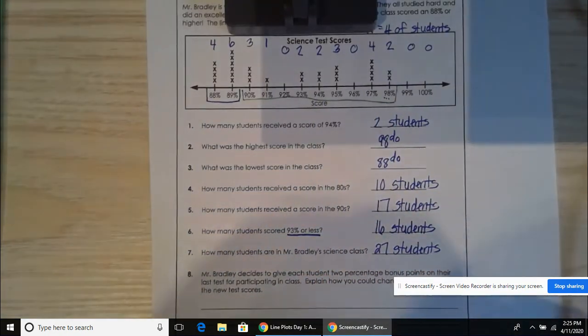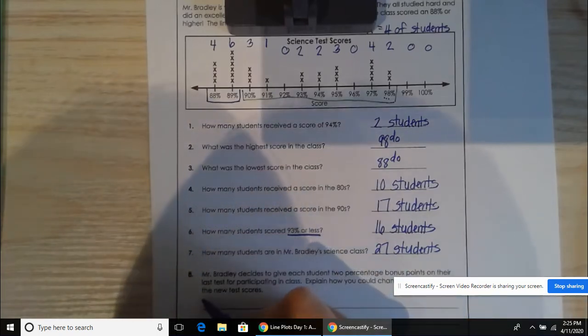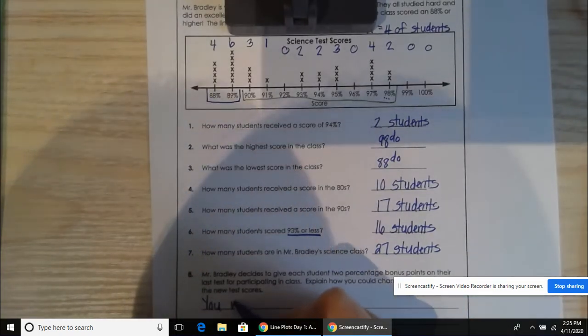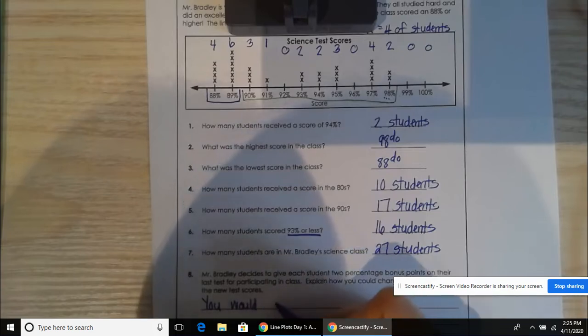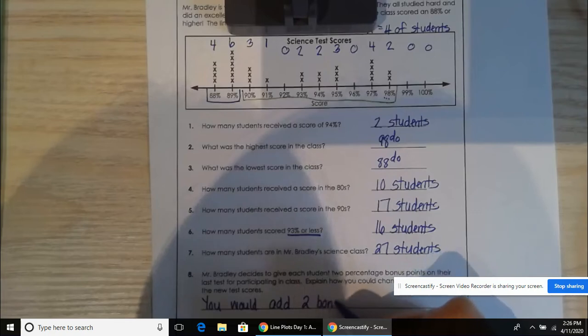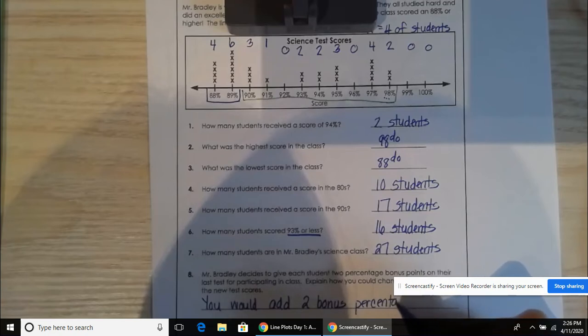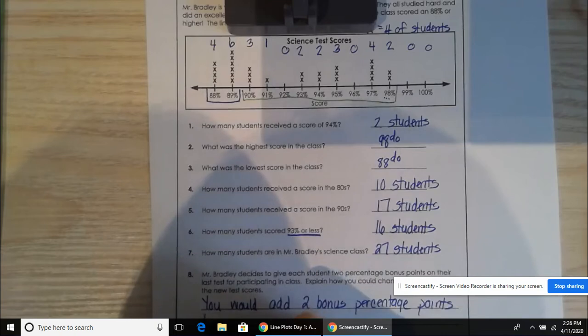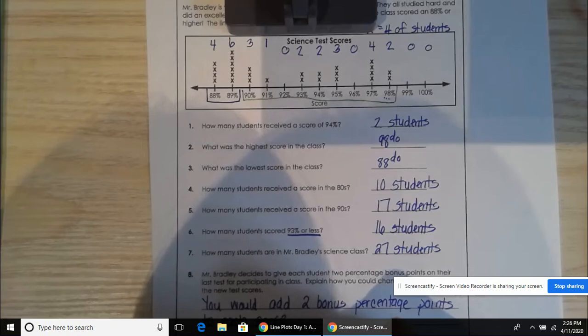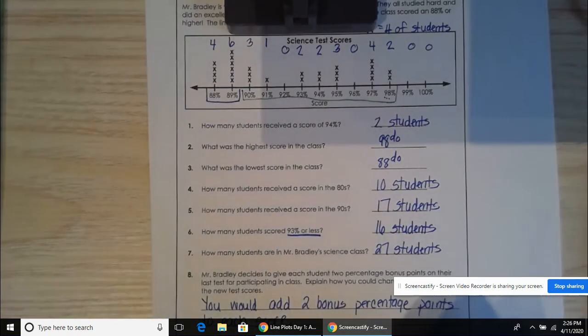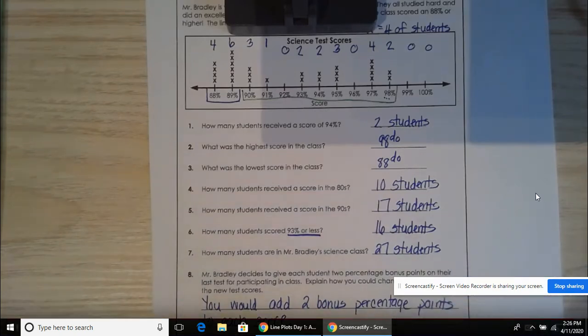So when we complete our question on the bottom, you would add 2 bonus percentage points to each score. So that is one way that you can read and analyze a line plot and using the data in different ways.